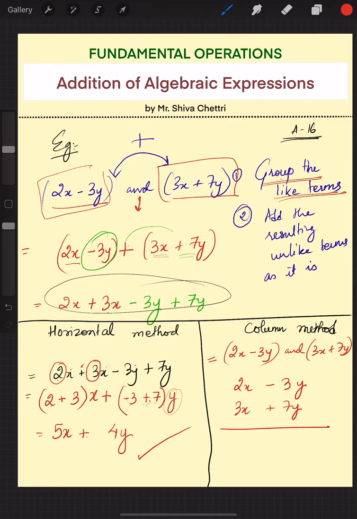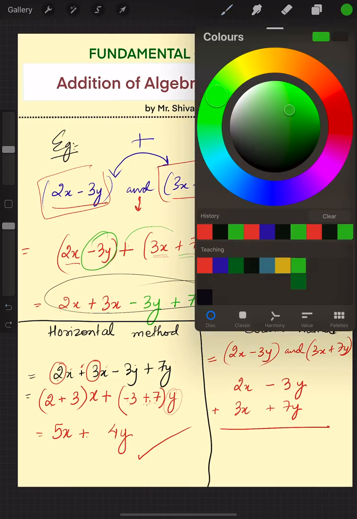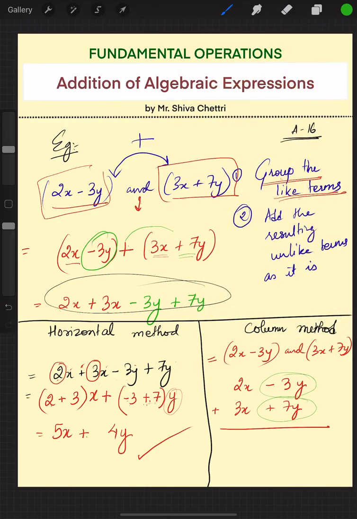Whichever method you find easy, you can do that. Since you are adding, I'll write the plus sign. So minus 3y and plus 7y, you will subtract. So 3 minus 7 is 4y. It's not y squared or y by 2 or anything, you just need to write y, because you are adding, you are not multiplying. So variables remain the same, only the numerical coefficient changes. What is the numerical coefficient here? It is 3 and it is 7.